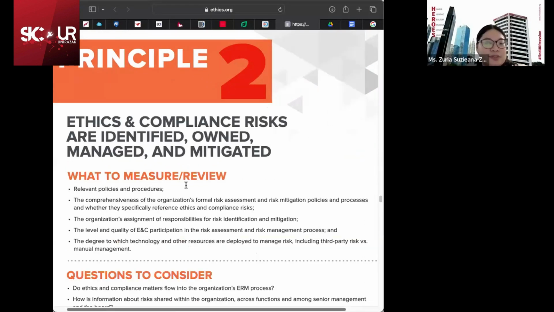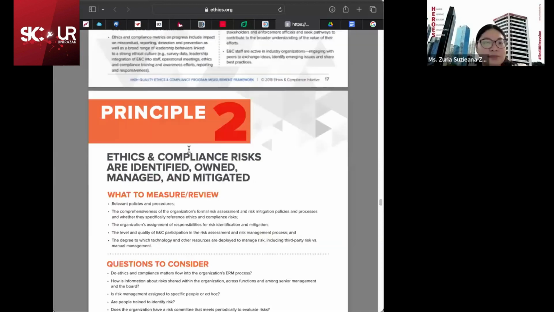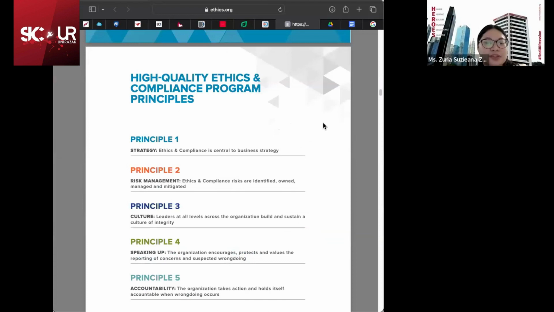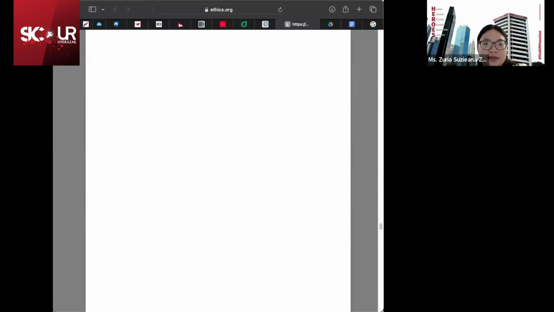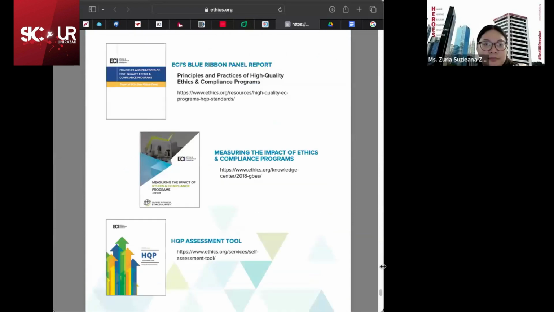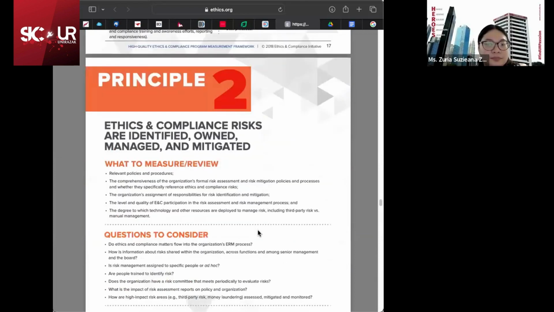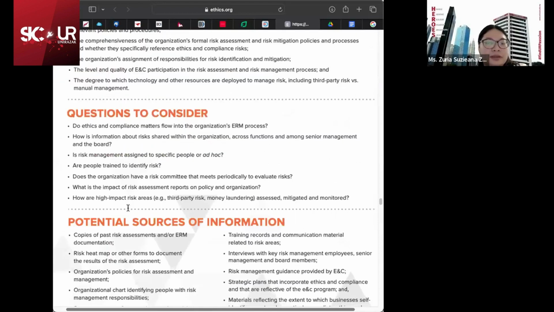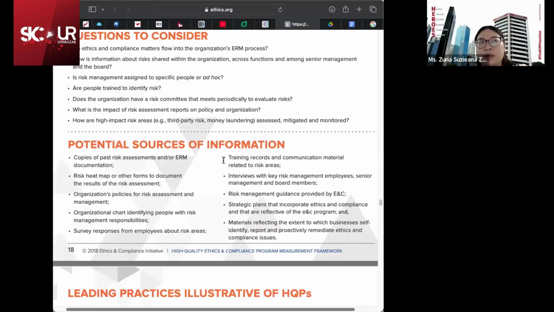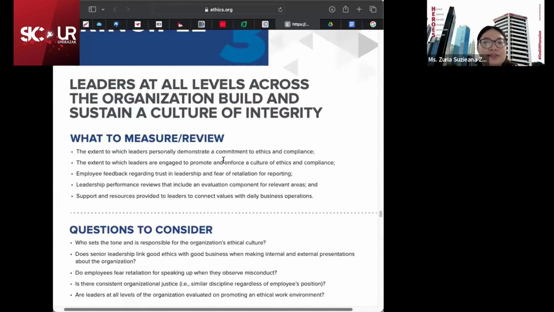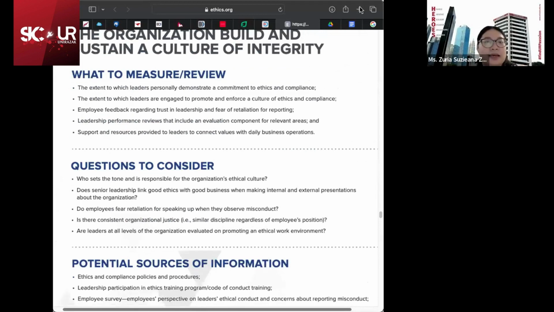The relevant policy and procedure in terms of principle number 2. What was principle number 2? Risk management. So for risk management, you can ask these questions: are people trained to identify risks, and what are the sources that you can use for information. This is really interesting. You can keep it as well for your own practice.